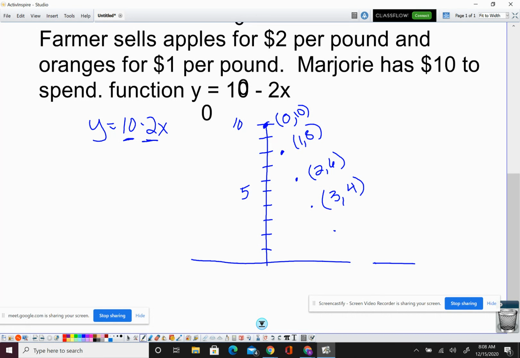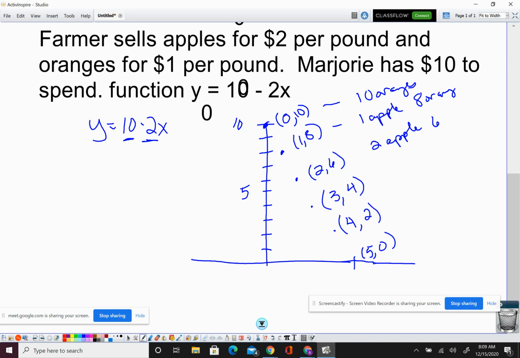So down 2 units and over 1, and we would be at 4.2. And down 2 units and over 1, and we'd be at 5.0. That's a little bit better. Okay, so we've plotted those points, and those points represent the number of apples and the number of oranges that we can buy. So we can buy 10 oranges. We can buy 1 apple and 8 oranges, 2 apples and 6 oranges, and so on.